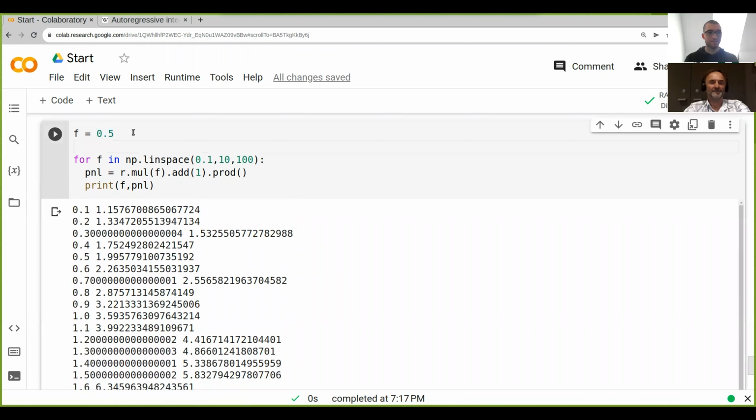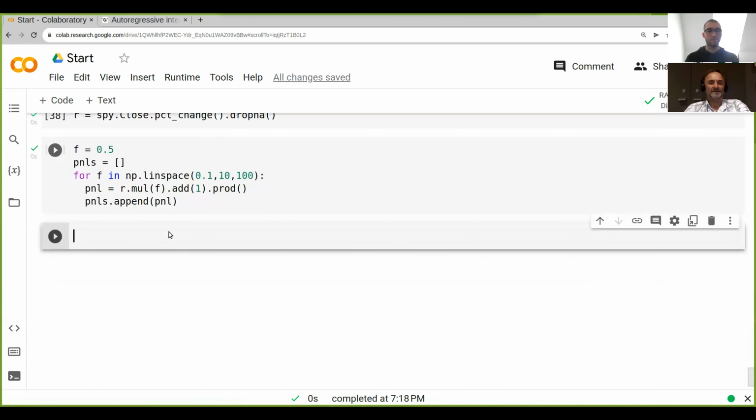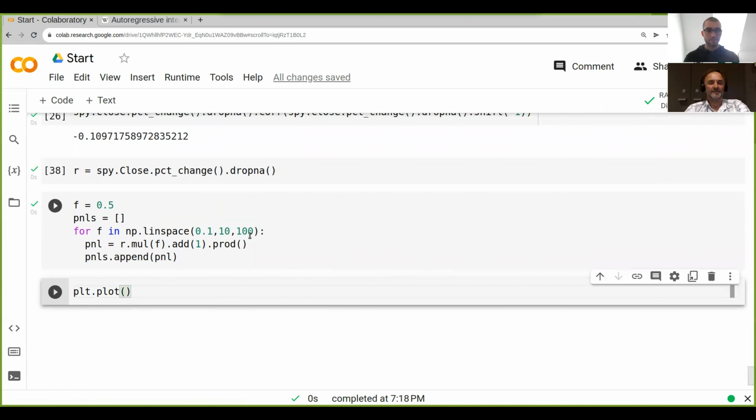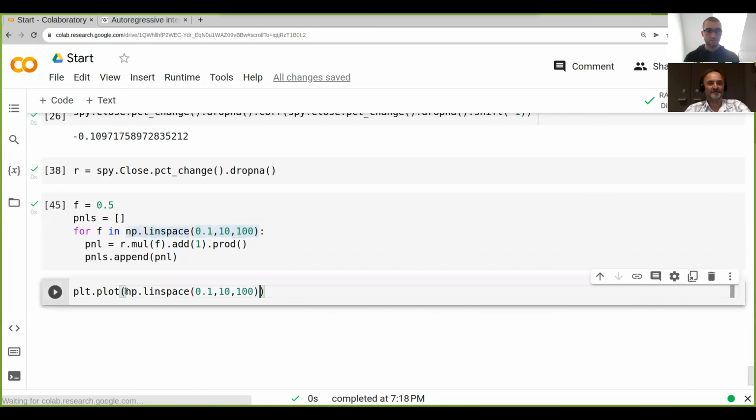So let's just record this. So we just say P and L's equals this, yeah? And then we go P and L's dot append P and L, yeah? And then what we do is we do a plot, plt.plot. And we just take this linspace here because we already know this. And then we go P&Ls.